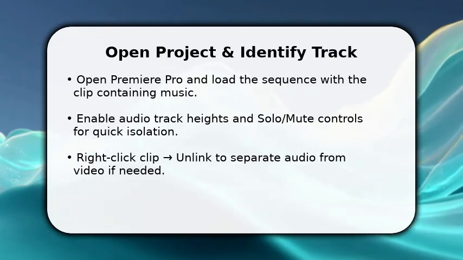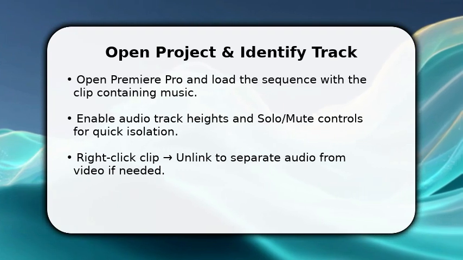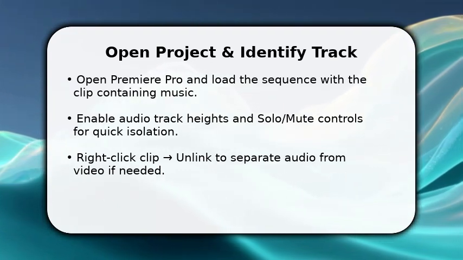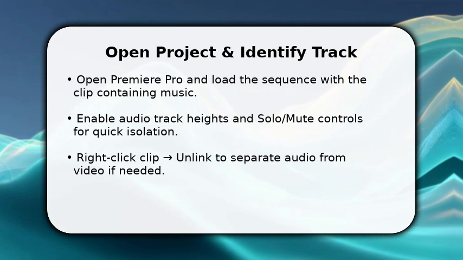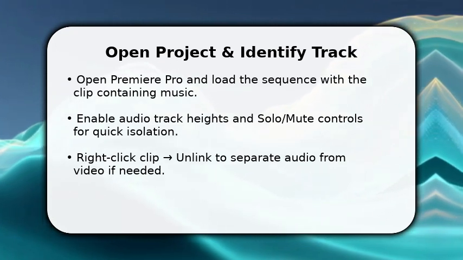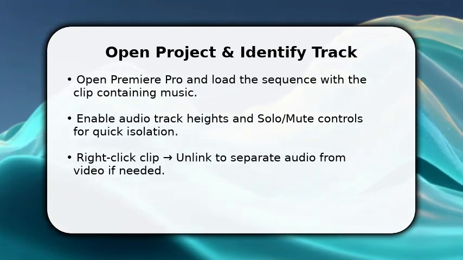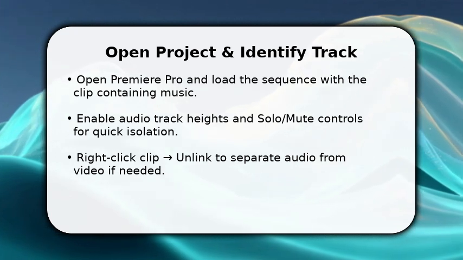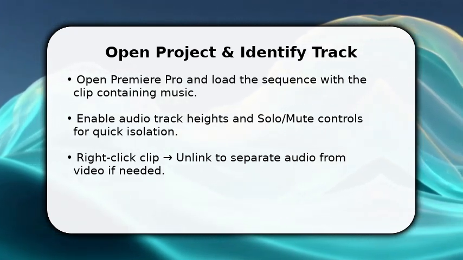You start by opening your sequence and finding the clip with unwanted music. Increase audio track height so you can see waveform detail. This helps you spot music sections versus dialogue. Once located, right-click the clip and unlink if you need to move audio separately from video.